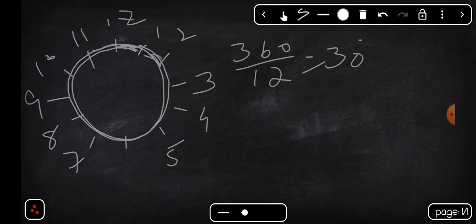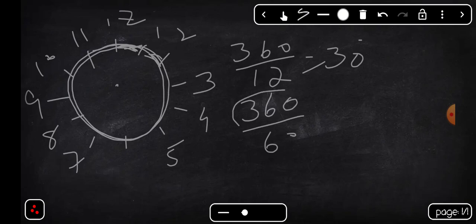As we know, the minute hand takes a complete round in 1 hour. It covers 360 degrees in 60 minutes. That means in 1 minute it covers 6 degrees, that is 360 divided by 60.